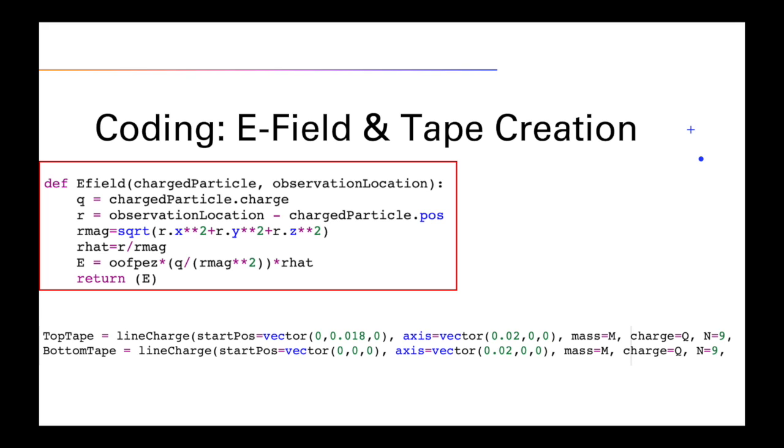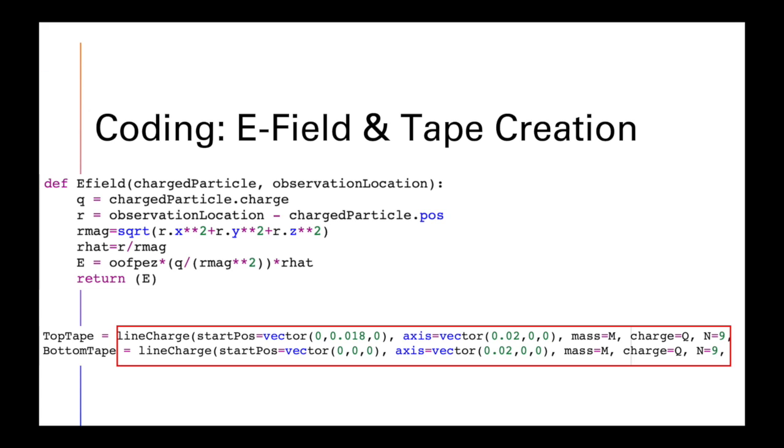After conducting my experiment, I began to create my computational model. Here's the function I created in Lab 0, which I then used in this lab to calculate the electric field. In these lines of code for the top tape and bottom tape definitions, I edited the vector and axis values to reflect the distance I measured when the top tape floated above the bottom tape.